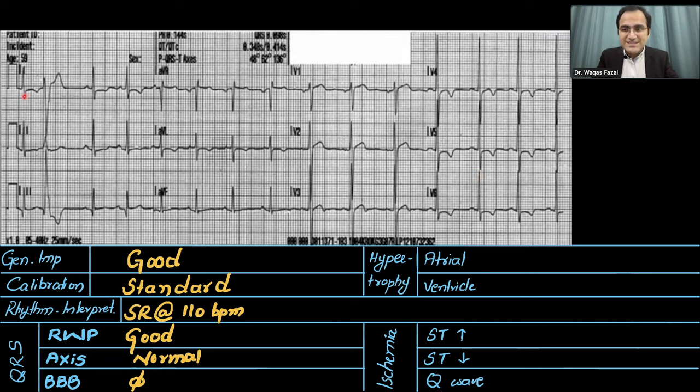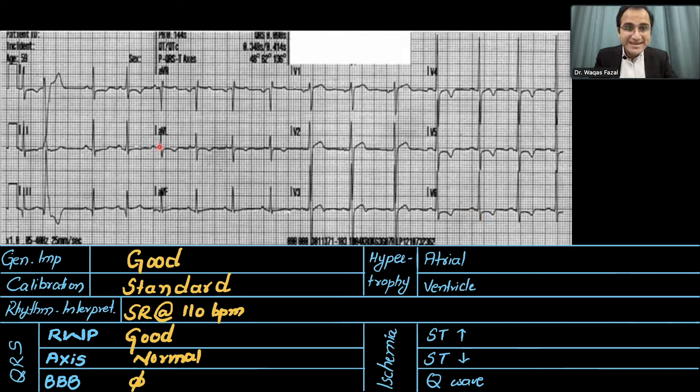Now let's look for the axis deviation. For the axis deviation, we'll have to look at lead 1 and lead AVF. We'll look at the QRS complexes. If both of the QRS complexes are facing upward, they're positively deflected, it's a normal axis. So both of them are positively deflected, which is a normal axis. So the axis is normal. Let's look for bundle branch block. Let's look for M wave in V1 and V2, V5 and V6. We don't have M wave, so there is no bundle branch block present.